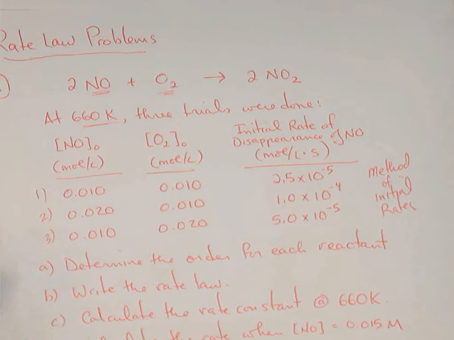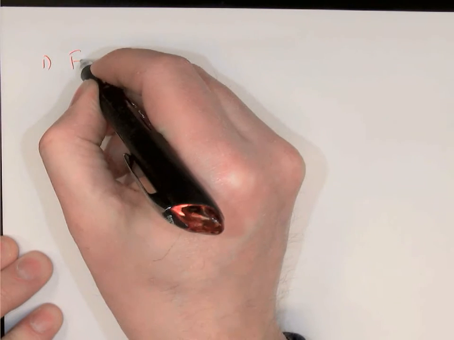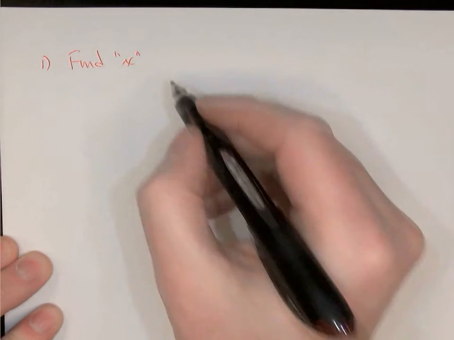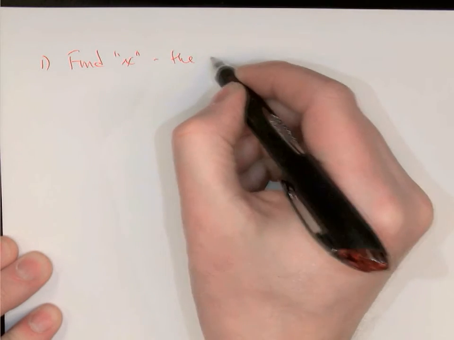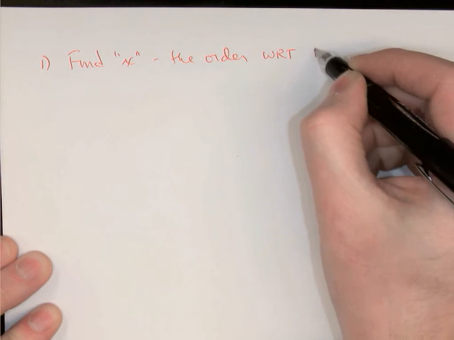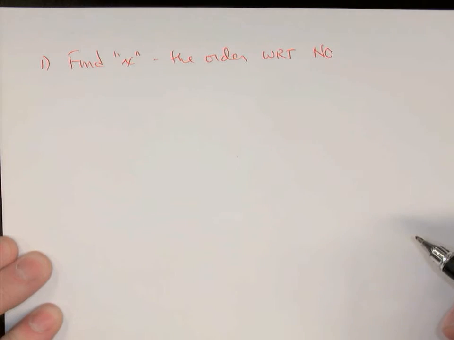So let's jump in. I'm going to start by finding X, and it's arbitrary. You could also have found Y. But let's find X, and just remember what that is. X is the order with respect to the nitrogen monoxide. Okay? Now, how will I find X?